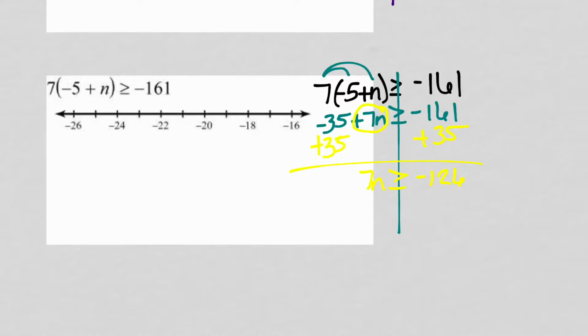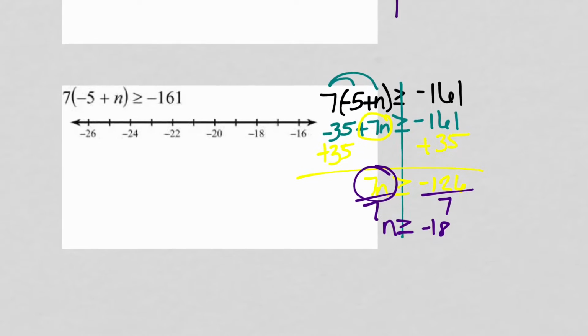I'm still going to circle what I'm solving for. It's inside the circle, so I know it's a multiply or divide, and since it's 7 times n, I divide to get rid of it. I'm dividing by a positive, so my sign remains greater than or equal to, and negative 126 divided by 7 is a negative 18. So I come over here.